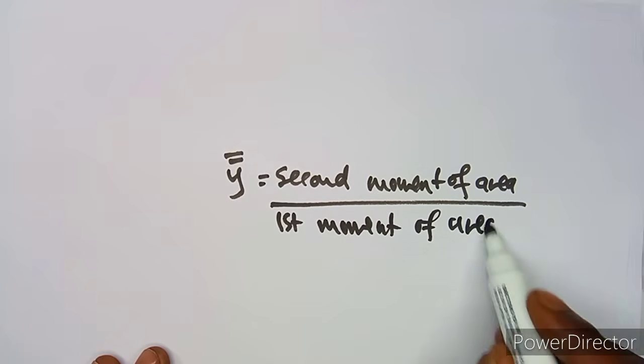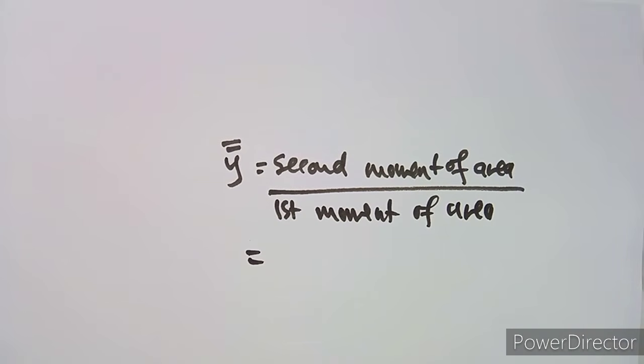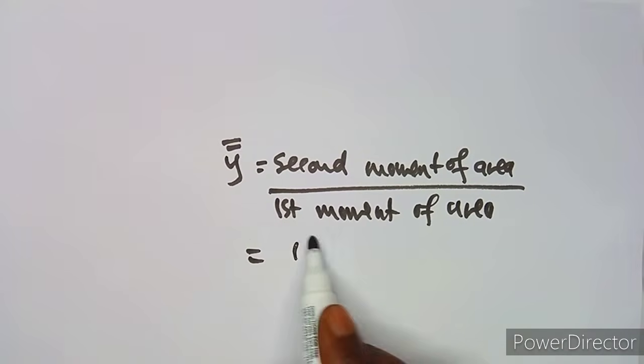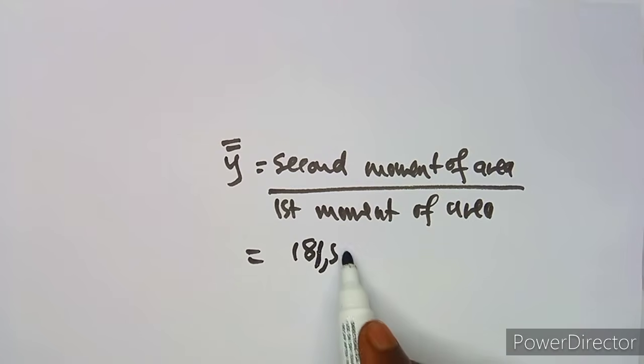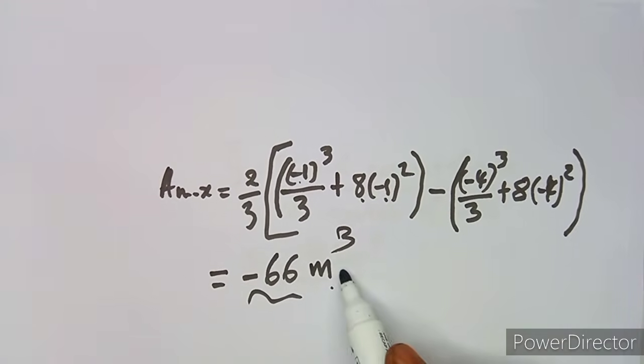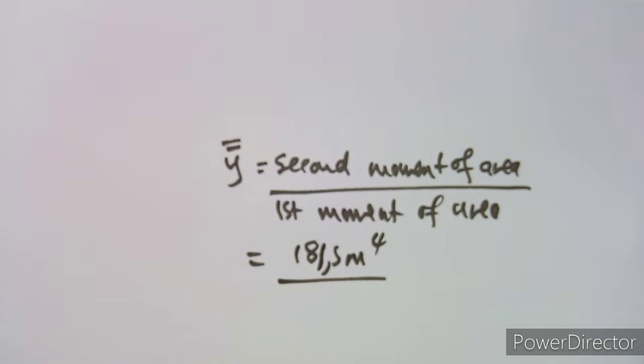Our second moment of area was 181, the one that we just calculated here. If you had to cross check, it was 181,5 meters to the exponent of 4, over the first moment of area, which was negative 66 meters cubed. So this is minus 66 meters cubed, like that.